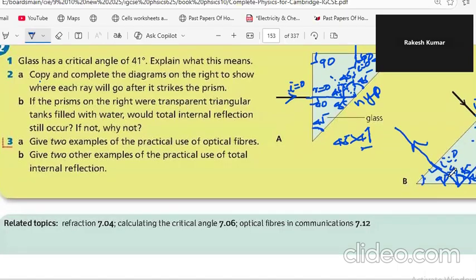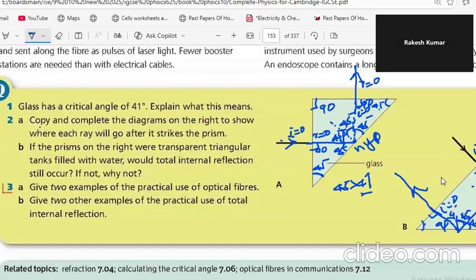So what's the pattern? The pattern is, if it's hitting perpendicularly one of the two faces of a right angle triangle, it goes out of the other face. If it hits the hypotenuse perpendicularly, then it comes out of the same face. And that's what they're using here.